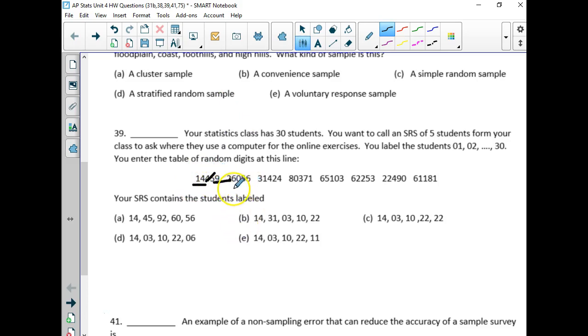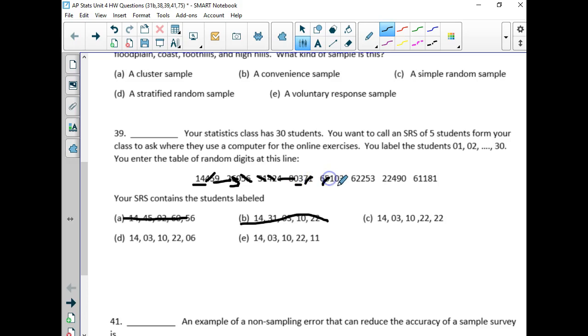92 we would cross off. 60 we would cross off. 56 we would cross off. 31 we'd cross off. 42 we'd cross off. 48 we'd cross off. And 3 we would not cross off. So now all of a sudden we have 14 and 3, so we're going to cross off this one and this one, okay? So next we have 71, not part of it.